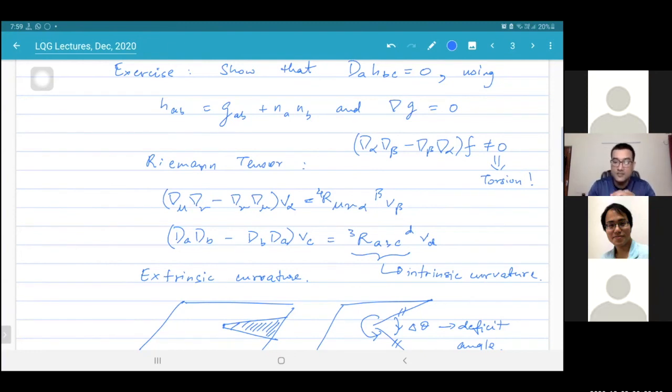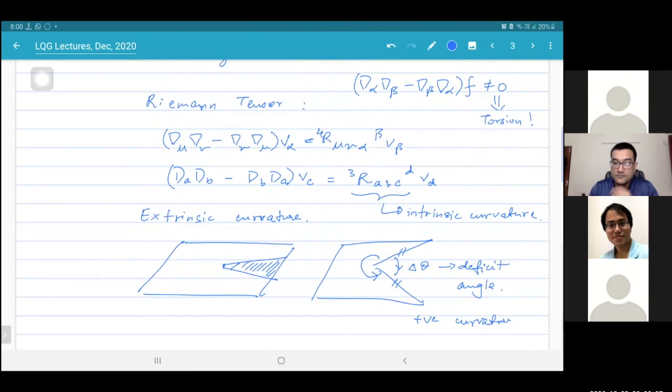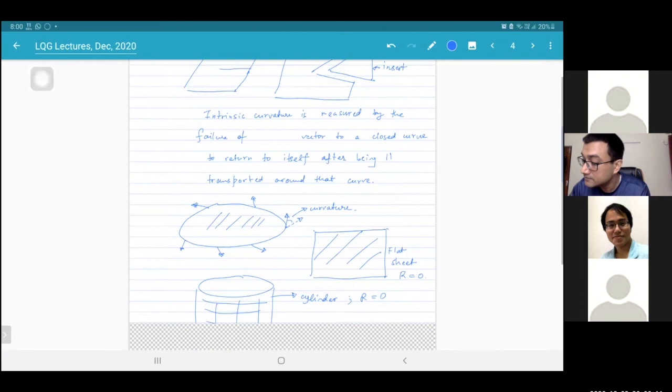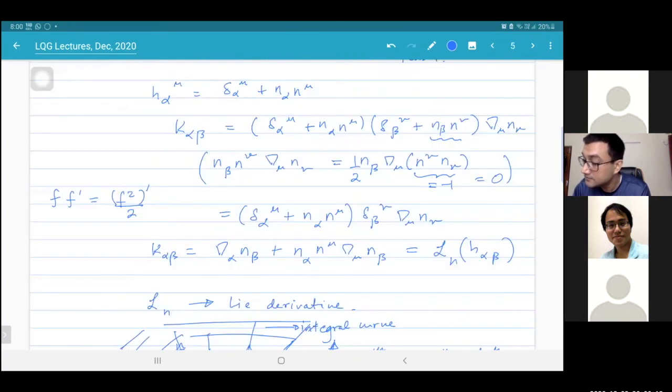So I had one question. Yeah. Can you just scroll down a bit? In K alpha beta, the curvature part, you are writing the Ricci tensor.